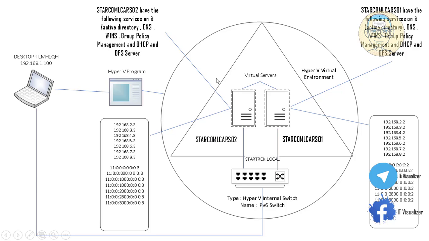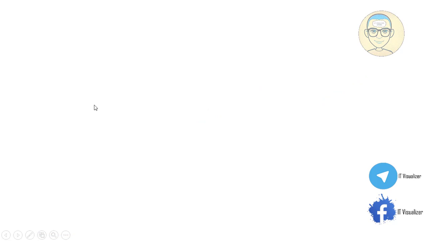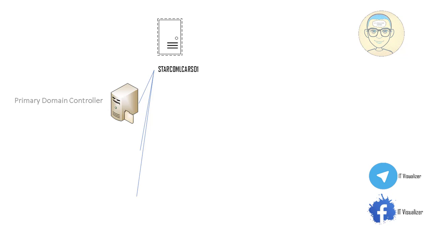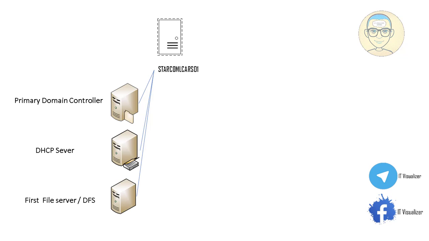So this is what we will do. And there is another graph I need to show you also. This is the first domain controller, and we have 3 roles installed on it. We have the primary domain controller, the DHCP server, and the DFS file server. Actually, these icons are not right. This is the file server, this is the Active Directory, and this is the DHCP. Anyway, we have 3 roles: primary domain controller, DHCP, and the first file server, which is using DFS technology.